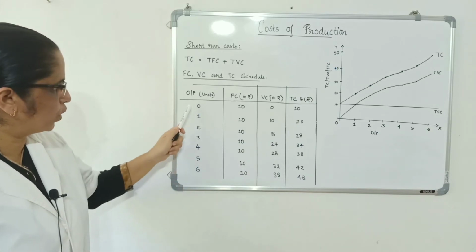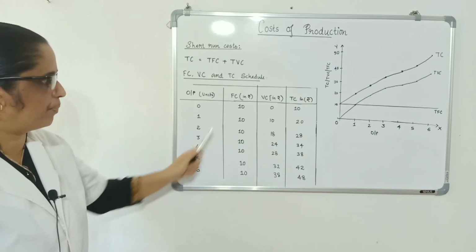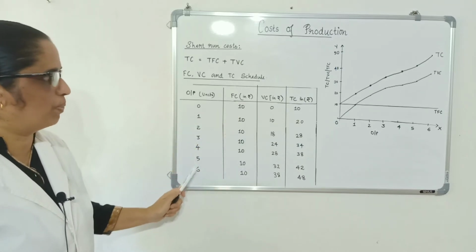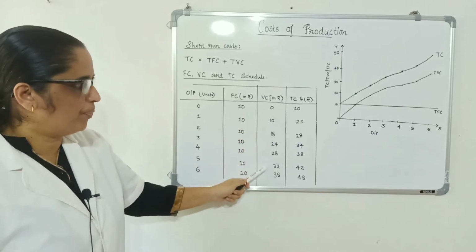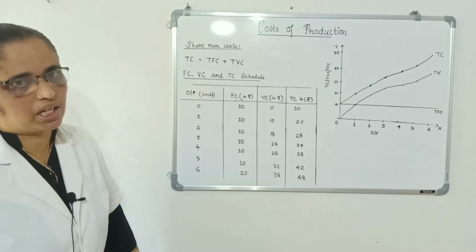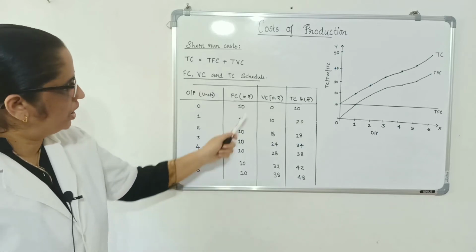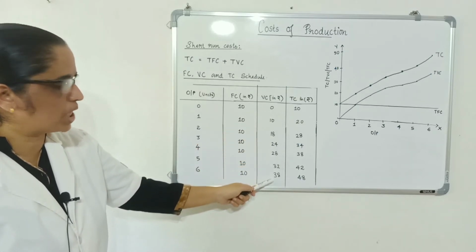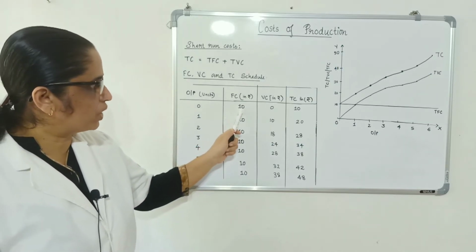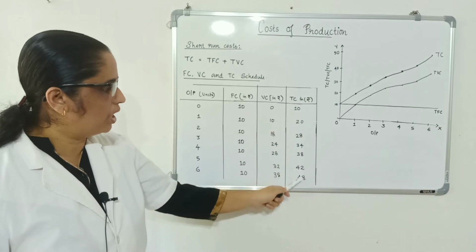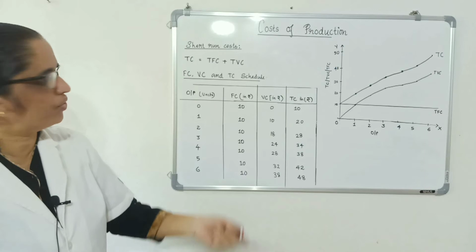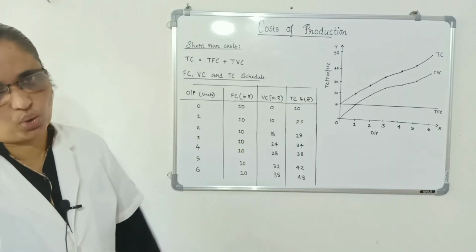Various levels of output, 0, 1, 2, 3, 4, etc. Fixed cost remains fixed at various levels of output. Variable cost, you know, when the output is more, variable cost is more. When the output is less, variable cost is less. When the output increases, variable cost also increases. If you add fixed cost and variable cost, you will get the total cost. Clear? Since the total cost is the sum total of fixed cost and variable cost.